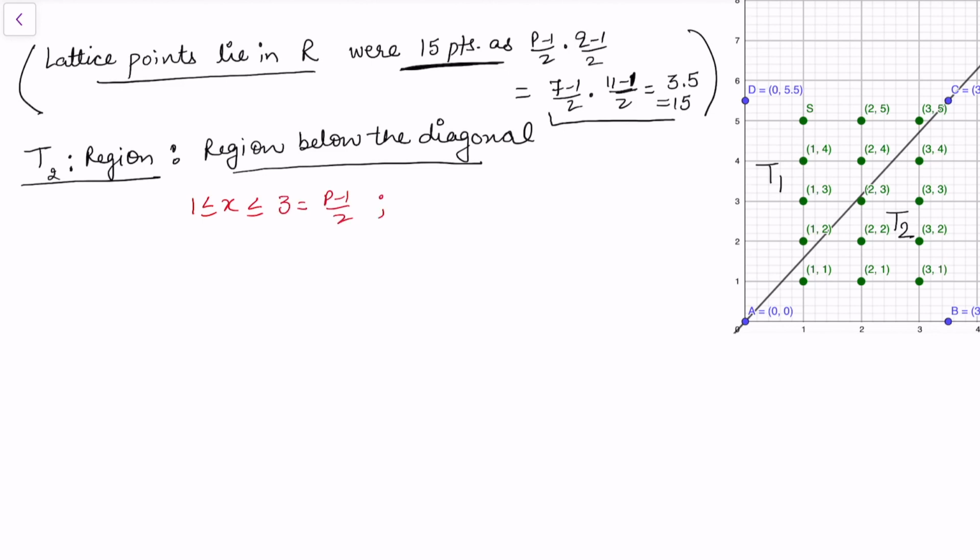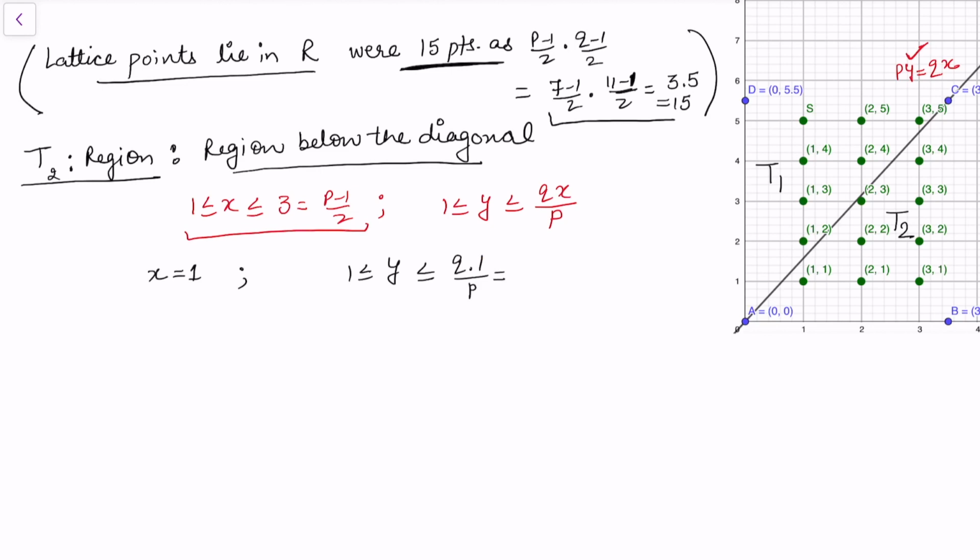And from the line of this diagonal, we have already seen the line of the diagonal, that is py equals qx. From here you can calculate the value for y in terms of x, because if x is varying, we can find the value for y. So y varies from 1 to qx by p, and as we keep varying x, we can find the value for y. Suppose x is equal to 1, what is the value for y? y will be less than or equal to q into 1 by p, and in this case we are considering q as 11 and p as 7.